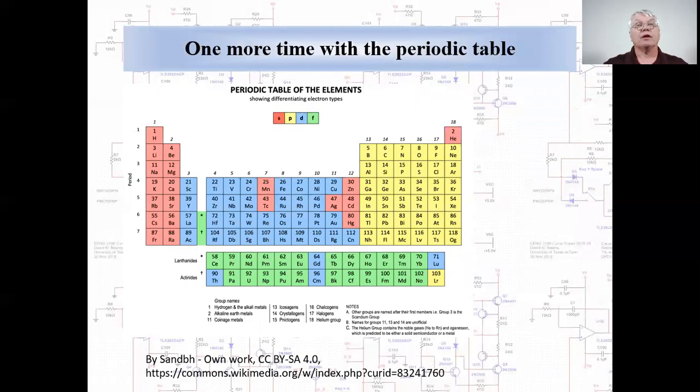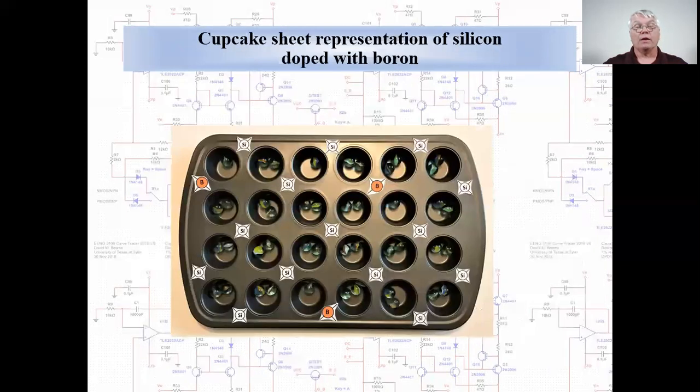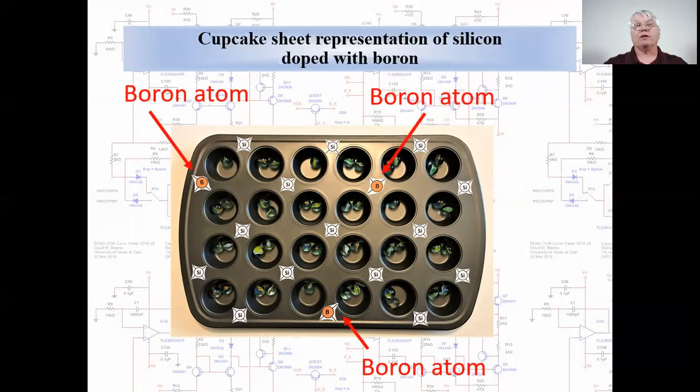Let's go back to the periodic table again. Now let's look at boron in column 3, which has a valence of 3, which is 1 less than silicon or germanium. And now let's return to the cupcake sheet model of silicon, but now we will replace some silicon atoms by boron. We have doped the silicon crystal with boron. You can see where we've made the replacements with boron atoms.